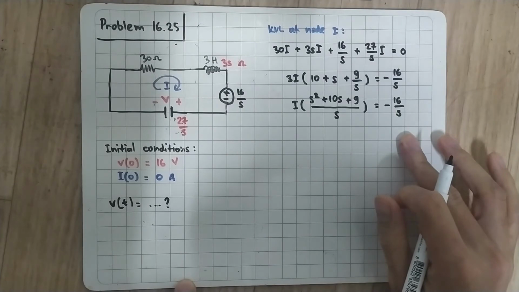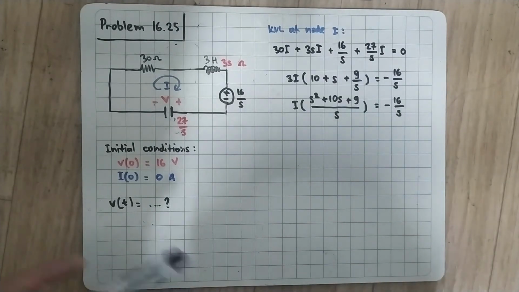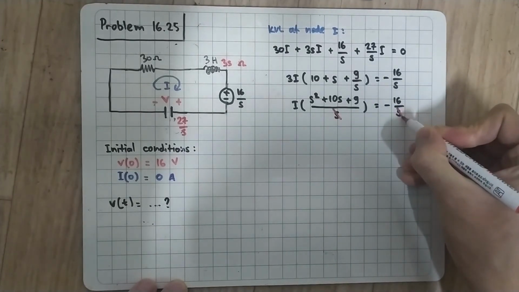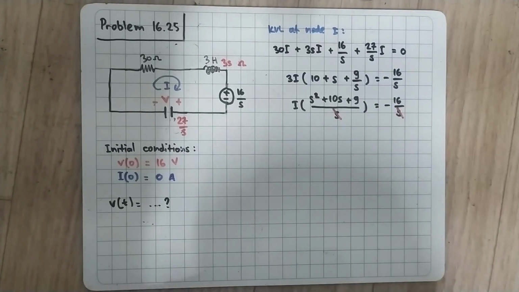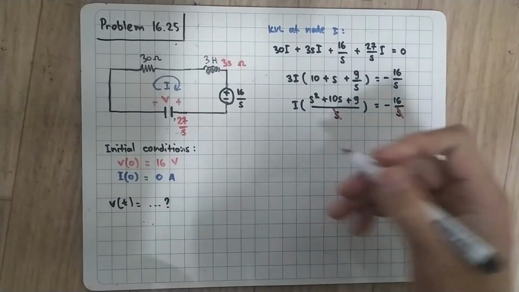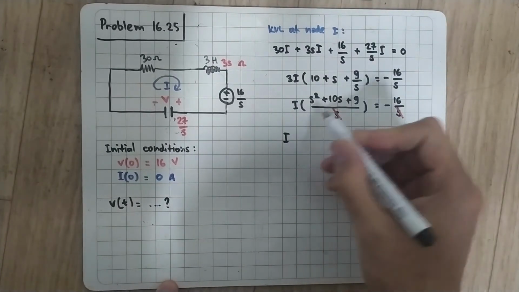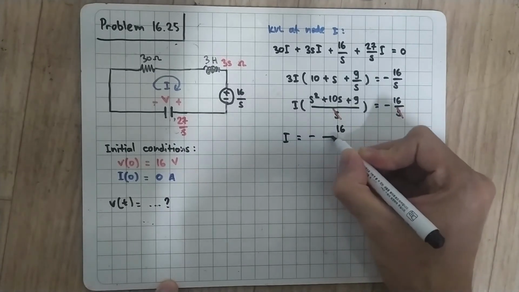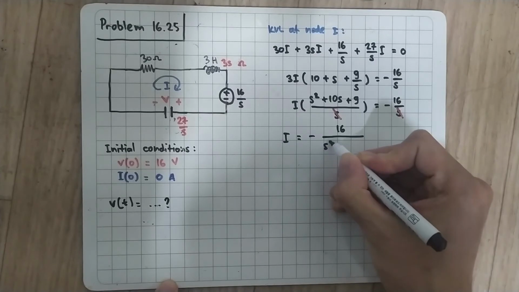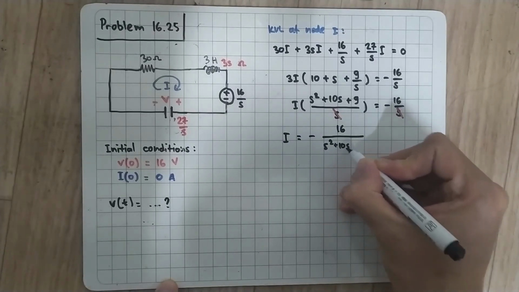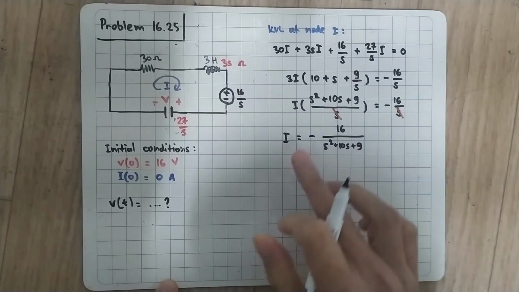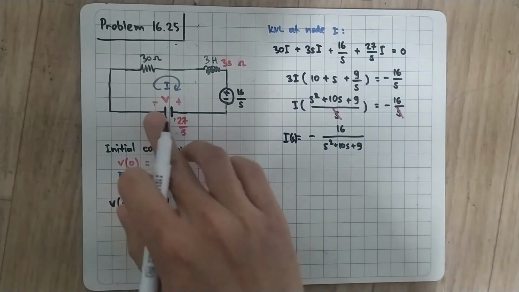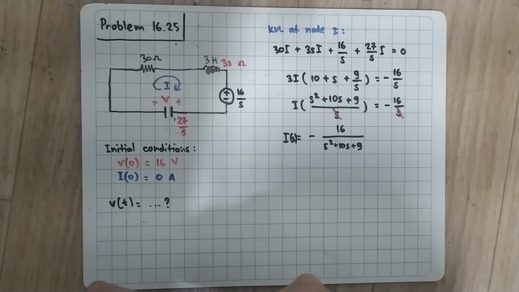Okay, now we can cancel S on each side, and so I will have I is equal to minus 16 divided by S squared plus 10S plus 9, and I is a function of S. Okay, now we need to find V, because the question is V.